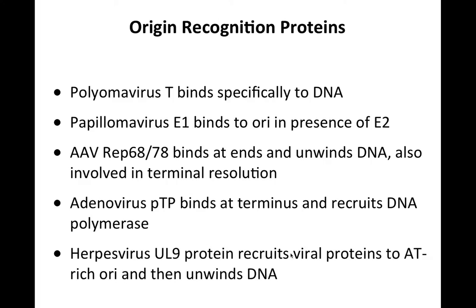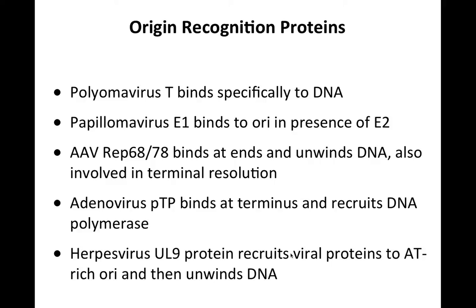Here are some of the proteins that we know bind origins. These are viral proteins. We've talked about the T antigen of polyomaviruses, specifically SV40, and I told you this specifically binds to DNA to begin the replication process.